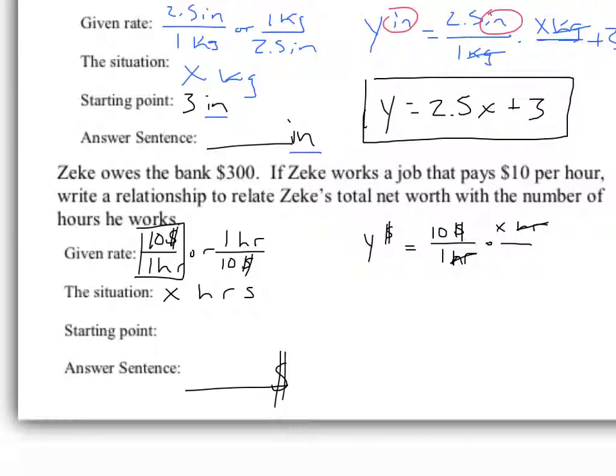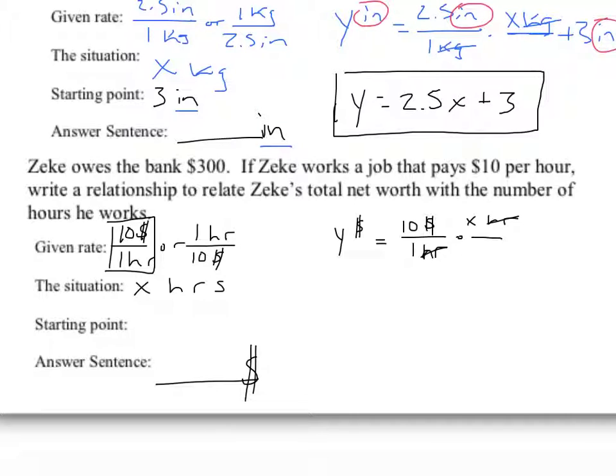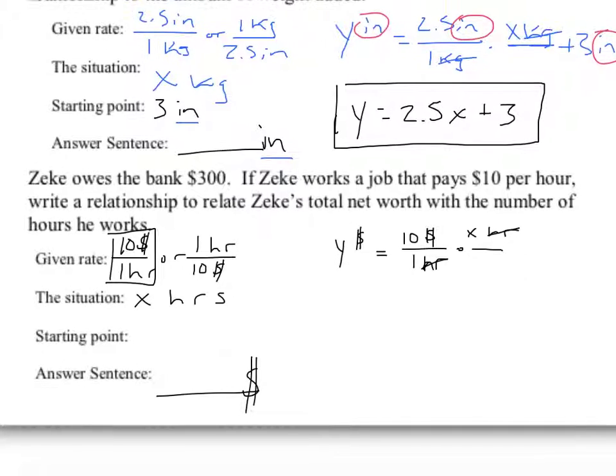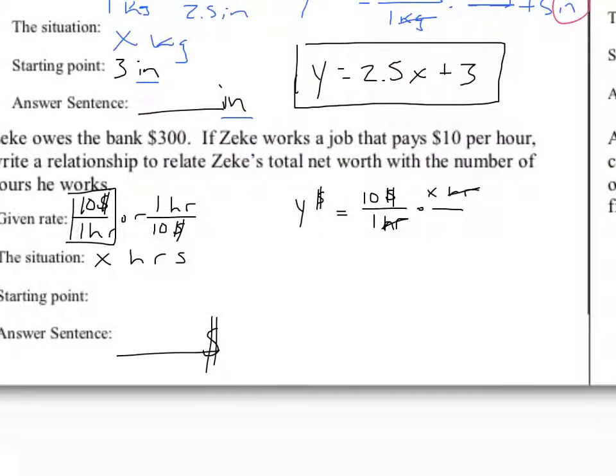And the question is, is there a starting point here? Is he starting right now at $0? No, so what's the starting point? Negative 300, because it's a debt. He owes the bank $300.